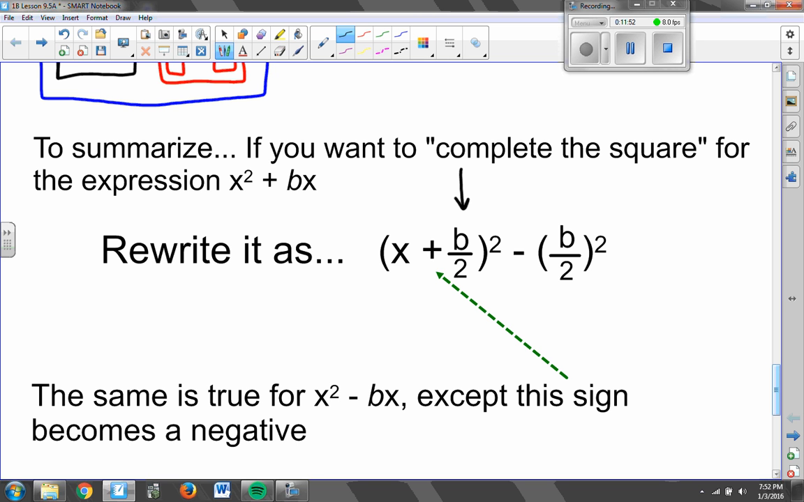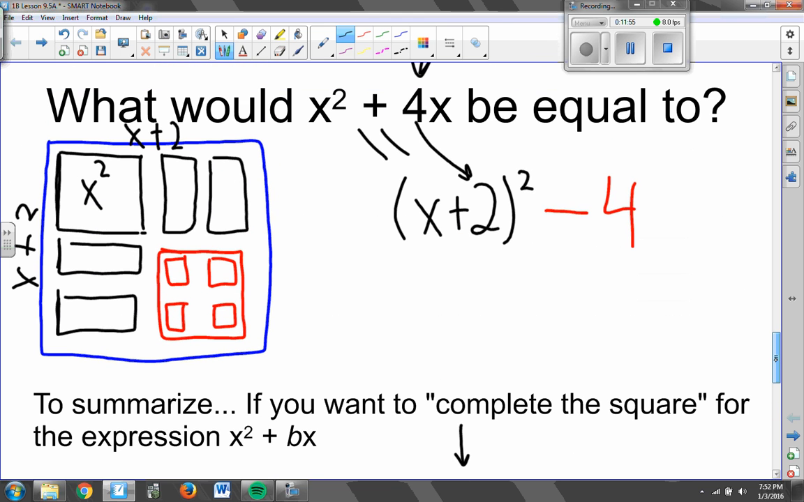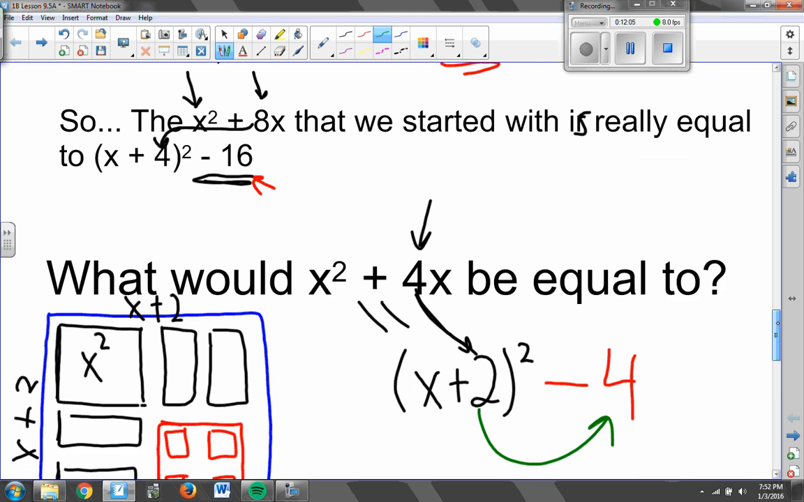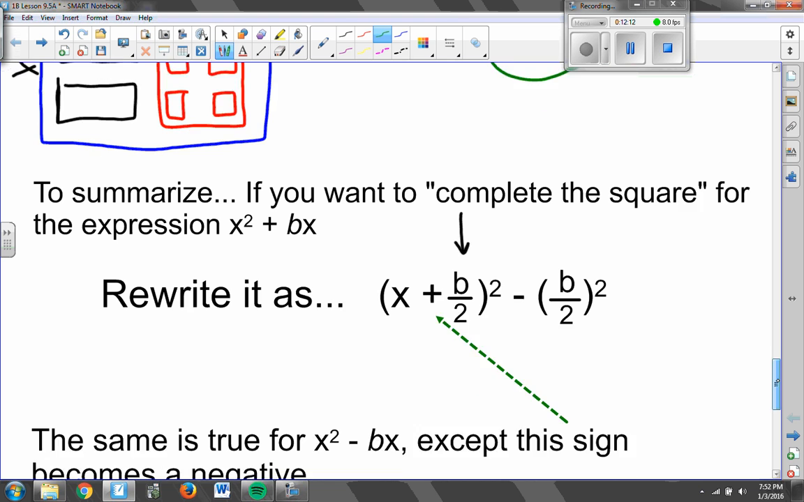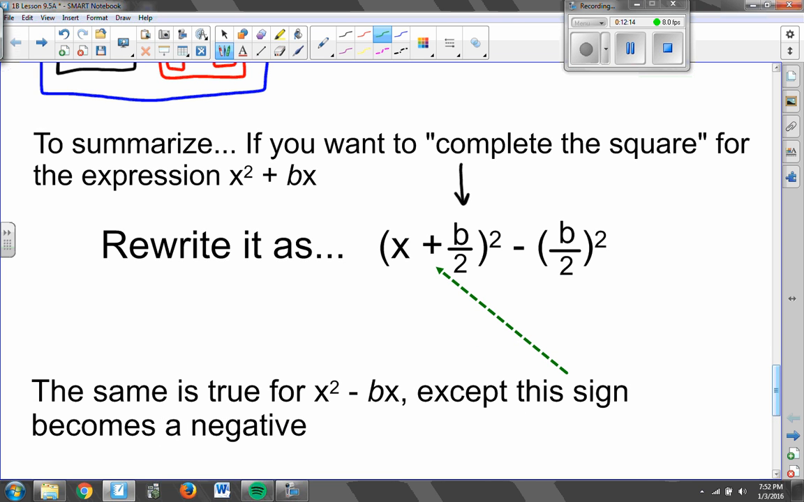And so, for example, when we did this, we cut the 4 in half to get 2, and then notice that here, 2 squared equals 4. And the same thing here, 4 squared equals 16. All right. So x plus b over 2, b divided by 2, that quantity squared, minus this number, b divided by 2 squared on the end, because we are short some units to fill in our square completely.